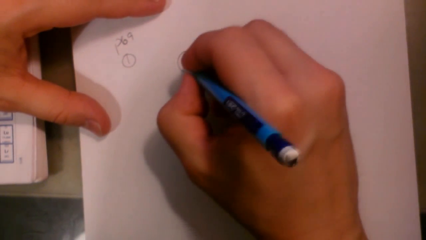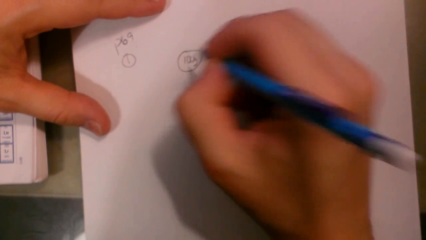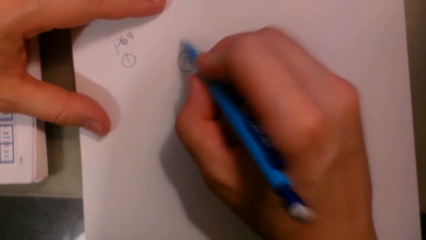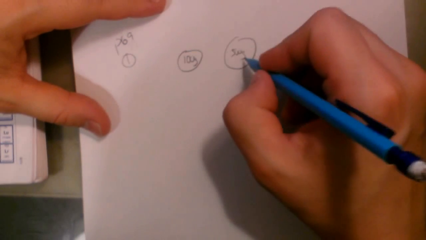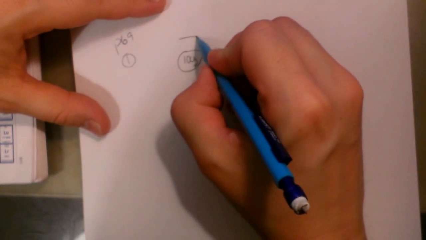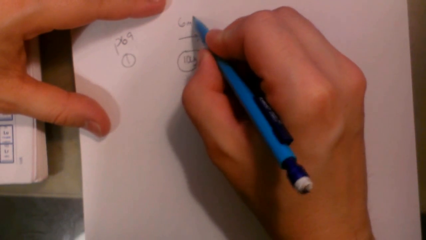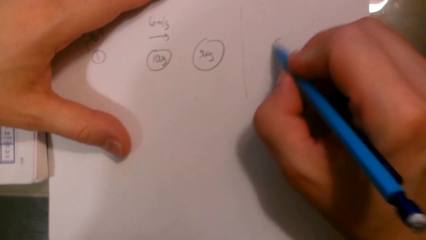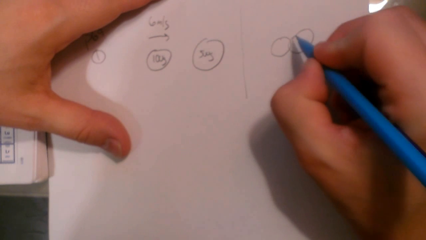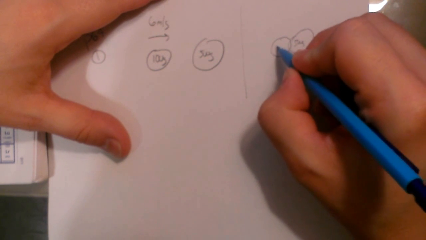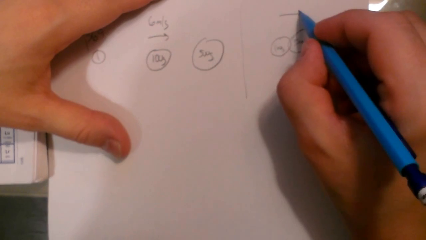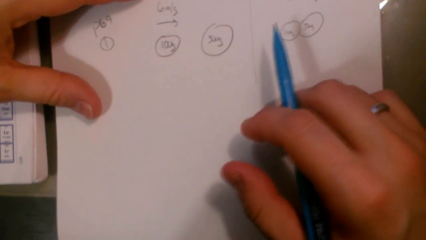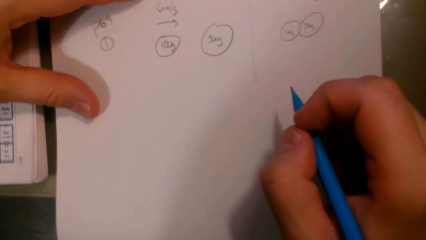We have two balls, one that's 100 grams and one that's 500 grams. The second ball is at rest and the first ball is traveling at 6 meters per second. Then afterwards, after they collide, the two balls are joined together and they're traveling at an equal velocity. What is this velocity they're traveling with at the end?